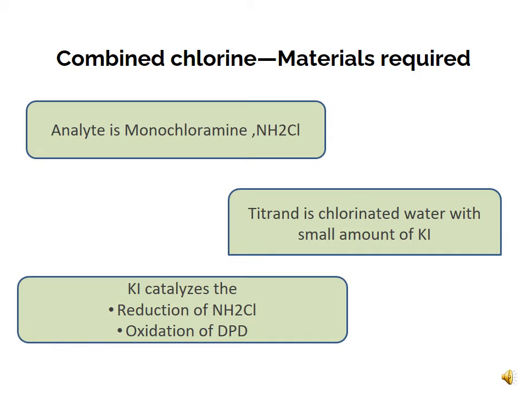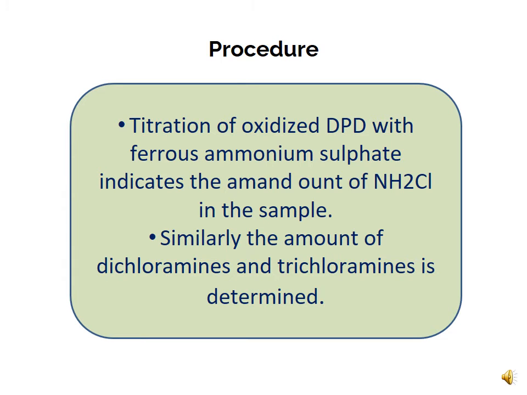All the materials are the same as those used in the determination of free chlorine, except the analyte. In the free chlorine determination, the analyte is free chlorine, but in the combined chlorine determination, the analyte is monochloramine. And the titrant is chlorinated water with a small amount of potassium iodide. Potassium iodide is used to reduce the monochloramine in order to oxidize the DPD as in the previous case.